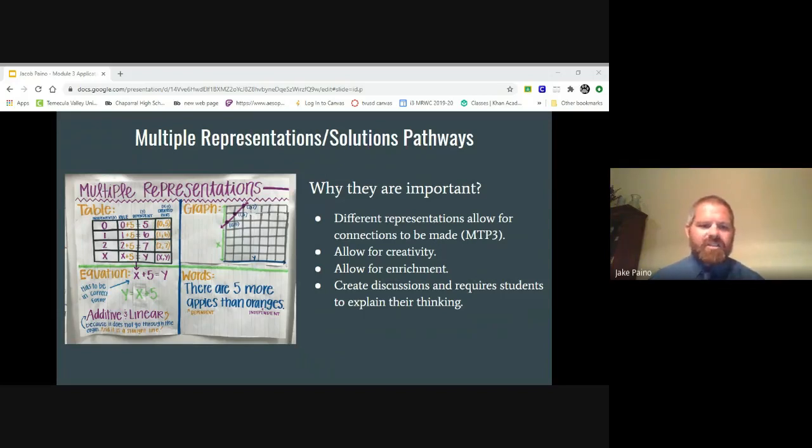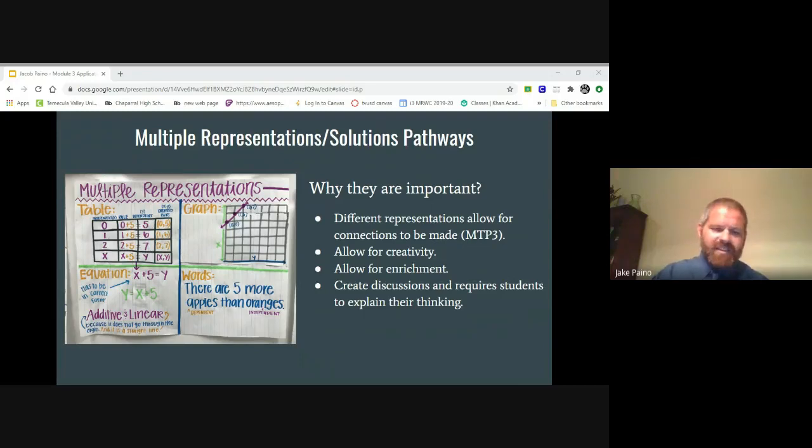And it creates discussion. When you ask kids to do something two ways, or you compare two different solution pathways, it's a start for a great conversation. And then kids are explaining their thinking again, which is Mathematical Teaching Practice number 8. Get kids to explain their thinking.